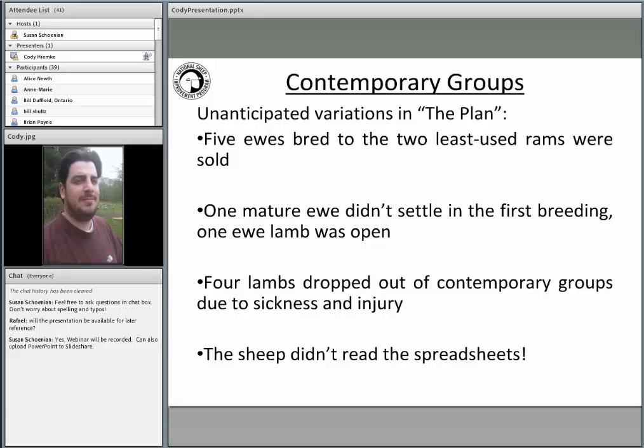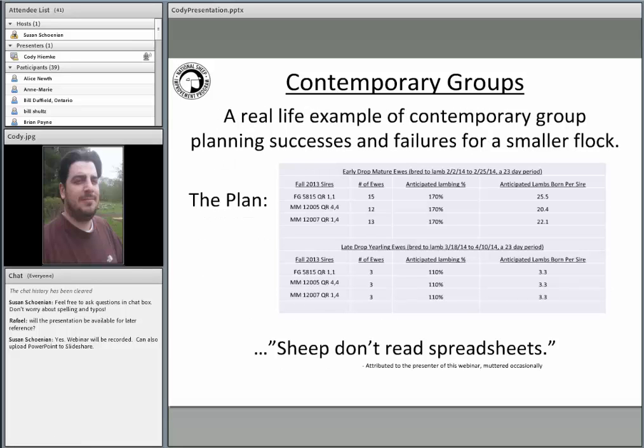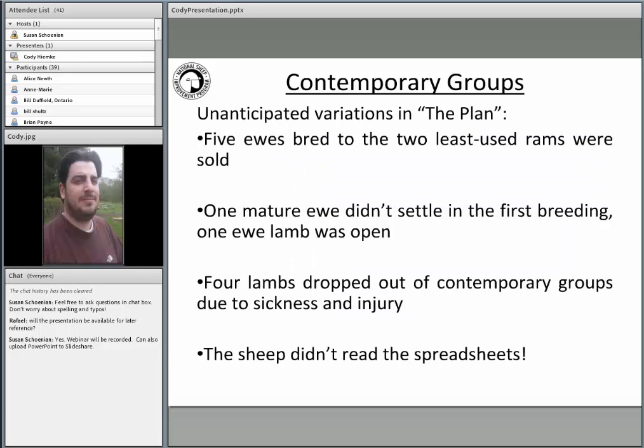And there were some variations to the plan. After I bred the ewes, I had somebody interested in some bred ewes, and I sold 5 of them out of the 2 younger rams. So basically, out of the 12005 ram was 1 ewe sold, and then 4 ewes out of the 12007.